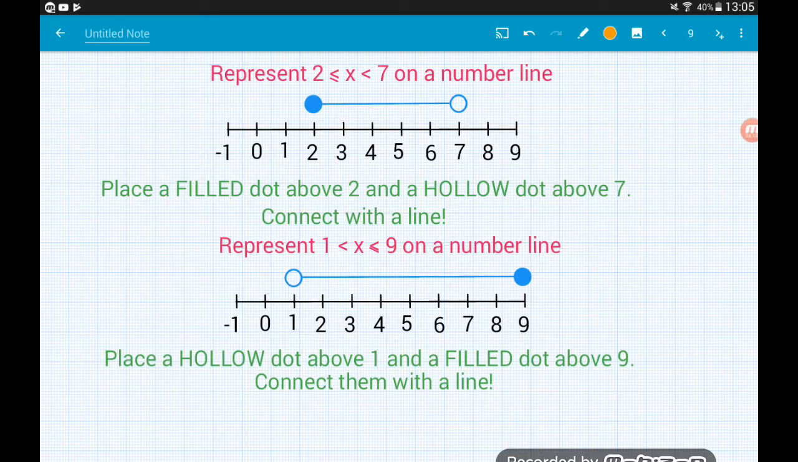Okay, and then the final example in this video. x is strictly greater than 1, but less than or equal to 9. So again, it's allowed to equal one of its bounds, but not the other. So we stick a hollow dot above 1, because he's not allowed to equal 1, and we stick a filled in dot above 9, because he is allowed to equal 9, and then we join the two dots with a straight line.